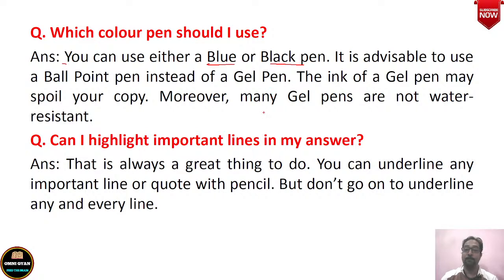And for each subject, say today is English, if you use a blue pen, then use blue ink throughout your English paper. If you use a black pen, then use your black pen throughout the exam until the exam is over. Don't mix blue and black together. You use only one color pen for one exam. For the second exam you can change. Tomorrow is mathematics, you can go with a black pen, not a problem at all. But maintain only one ink for one subject.